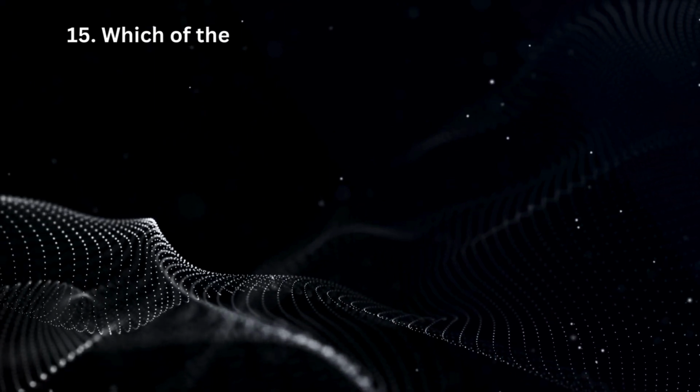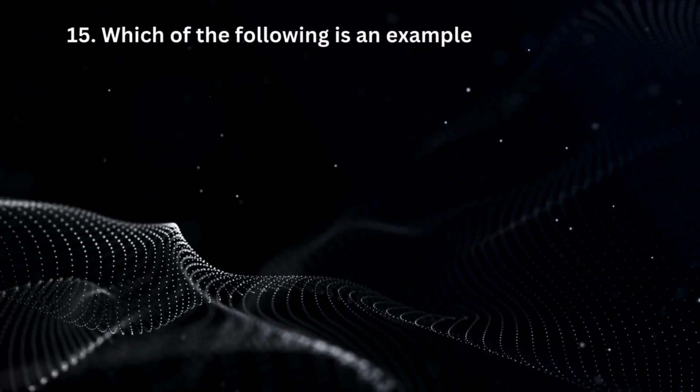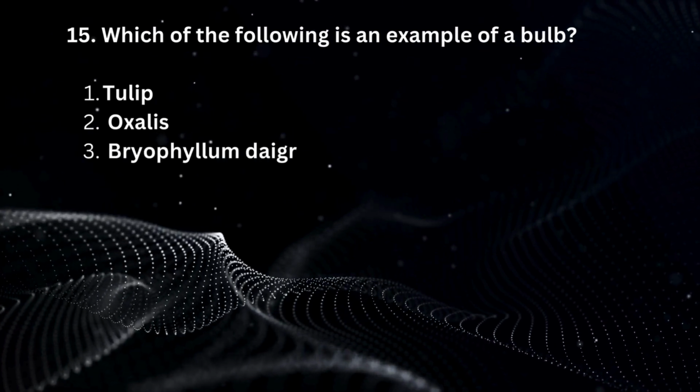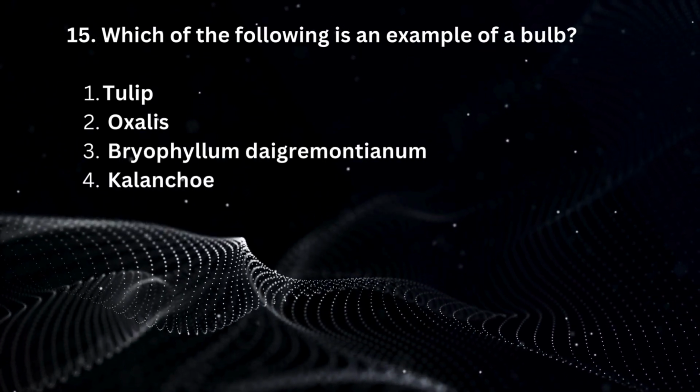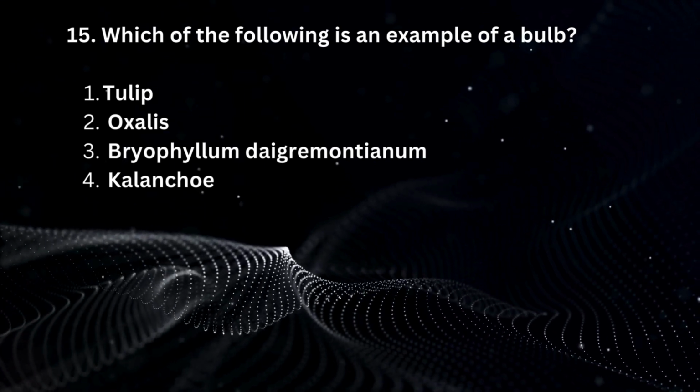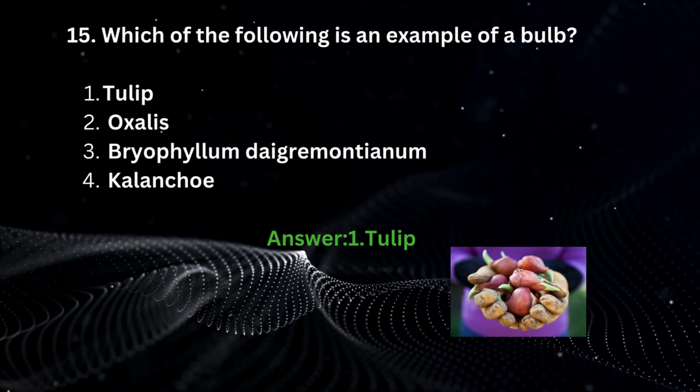Question number 15, which of the following is an example of a bulb? 1. Tulip. 2. Oxalis. 3. Bryophyllum daigremontianum. 4. Kalanchoe. The answer is 1.